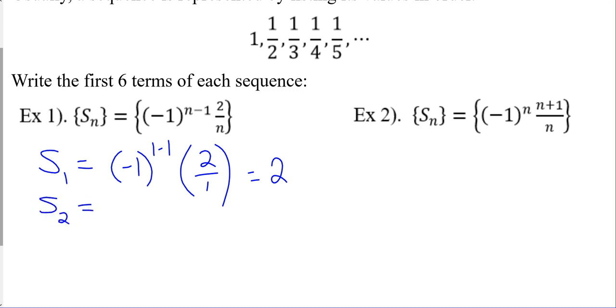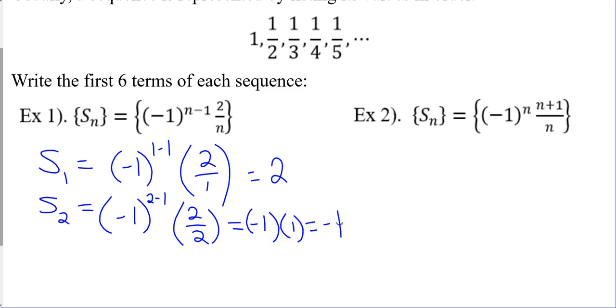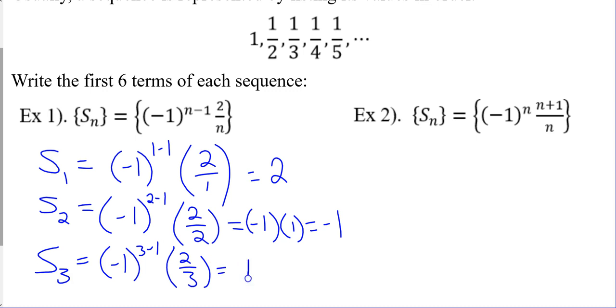Now we'll do the same thing for s sub 2. Notice again we just replace the n with 2. So here we can see that we're going to have -1 to the first power is -1. And 2 over 2 is 1. So my second term is -1. s sub 3 is my third term. So I simply plug in 3 for my n. So we would have -1 to the second power, which is 1, times 2/3 is 2/3.